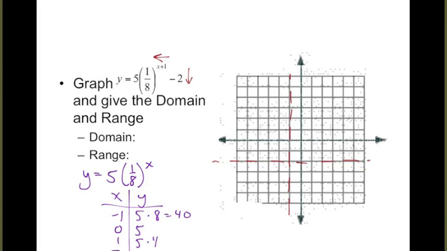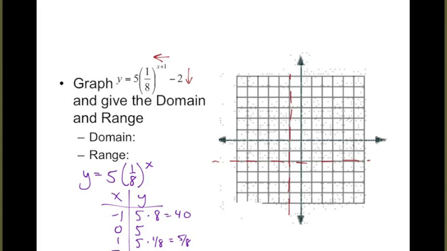Plug in 1, and I have 5 times 1/8, which is 5/8, a little bit more than a half. Plug in 2, and I'm going to have 5 times 1/8 squared, or 1/64. So I get 5/64, which is very, very tiny. So in our chart with just these 4 values, we go from very big to very small.